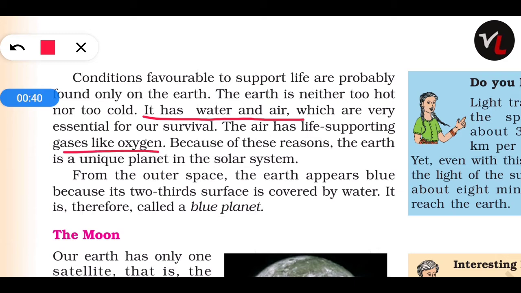So what are the reasons for supporting life on Earth? There is not too much cold, not too much heat. It has water and air, which are very essential. It has gases like oxygen to support life. Here, from outer space, the Earth appears as a blue planet because 2/3 of the surface is covered by water. So it is called the blue planet.